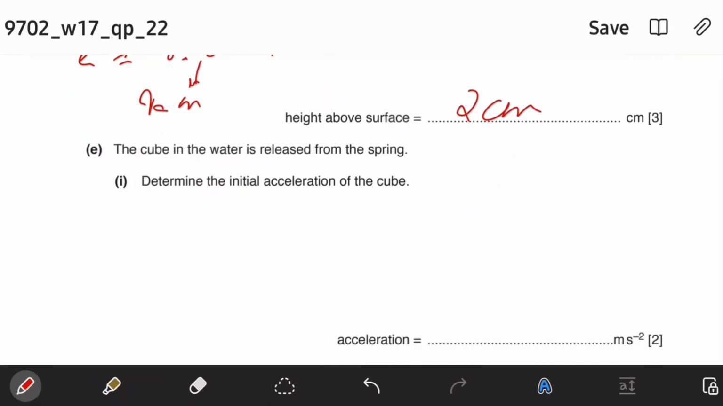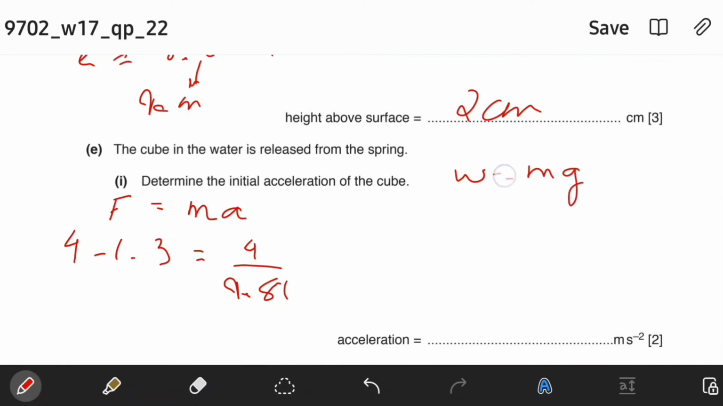The cube in the water is released from the spring. Determine the initial acceleration of the cube. So resultant force is equal to mass times acceleration. Resultant force would be given again by subtracting upthrust from weight. So 4 minus 1.3. Mass is not given, but weight is given, so you're just going to use the formula weight equals mg, where weight is 4, mass is not given, g is 9.81, and you have to find out acceleration. And after the calculation, you're going to get the answer of 6.6.